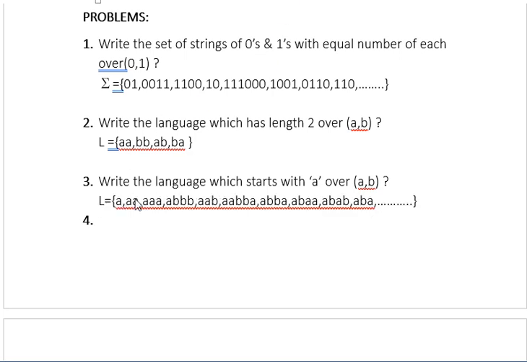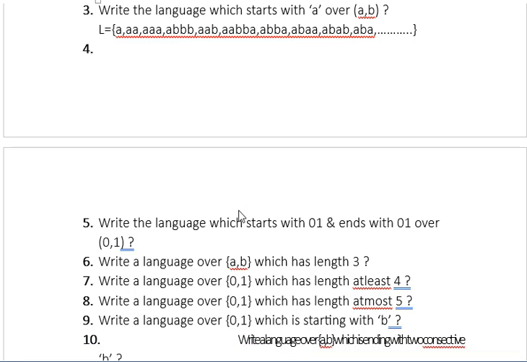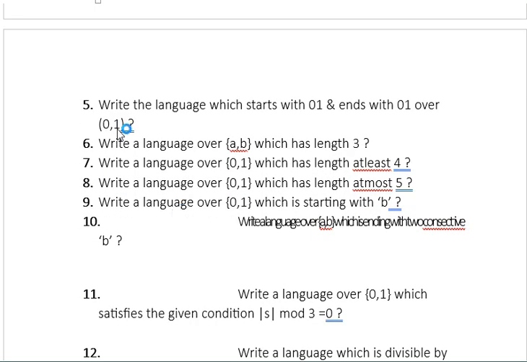Now this is the solution. So it should start with A. It can be A, AB, AA, ABB or anything. It should start with A. It can be any length, but it should start with A. It can end with A or it can end with B also. So this type of sequence of strings is an infinite language. Why? Because we cannot stop at a particular string. We can form as many as we want. So it is also an infinite language. Now let's see another question.